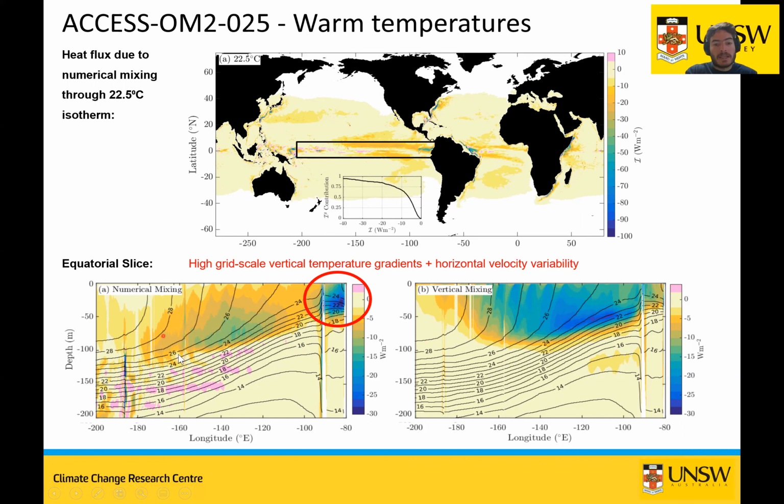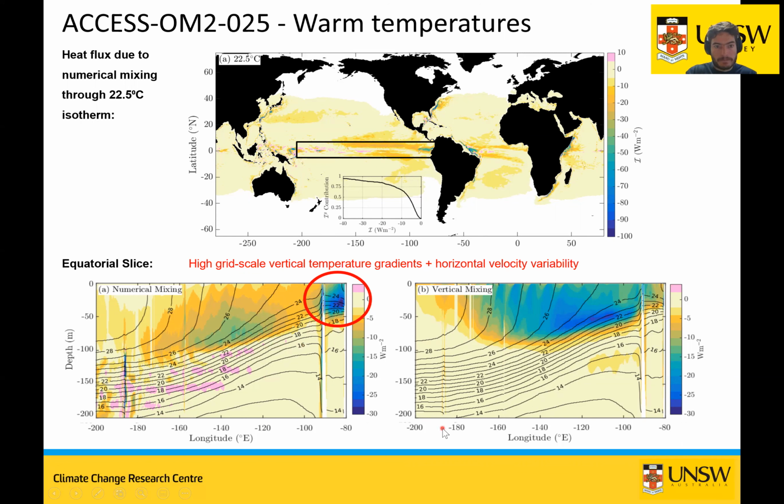There's also strong numerical mixing above the thermocline. Again, in this region there's strong velocity variability and temperature variability associated with things like tropical instability waves. And again, you can see that numerical mixing is pretty comparable to vertical mixing, particularly in this eastern Pacific region.